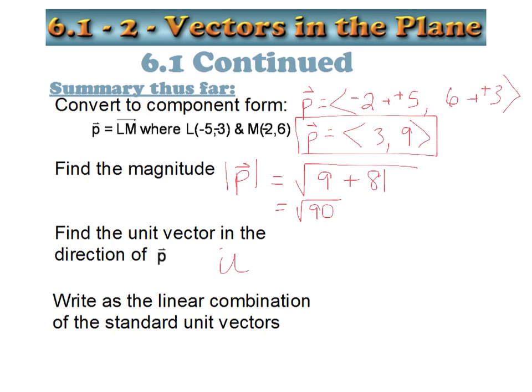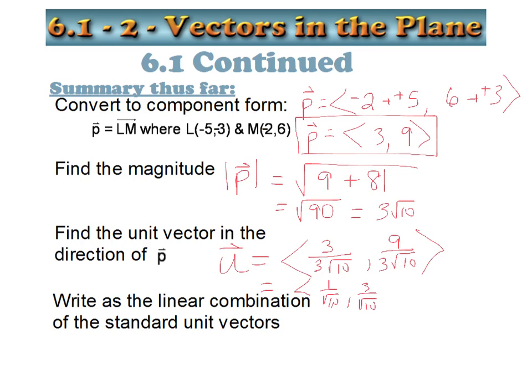Since it's a unit vector, I like to use a u, and that would end up being 3 over, let's go ahead and reduce this square root of 90 as 3 root 10. And then I take the y value, the vertical component, 9 divided by 3 root 10. Then I simplify that. That unit vector would end up being 1 over root 10 and 3 over root 10. That vector is 1 unit long.